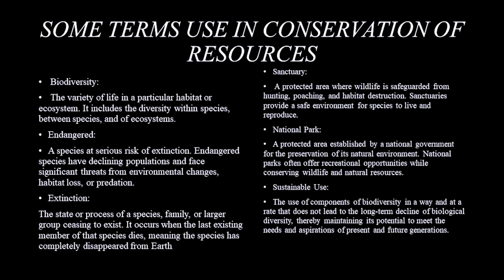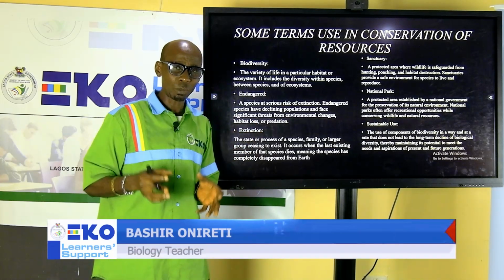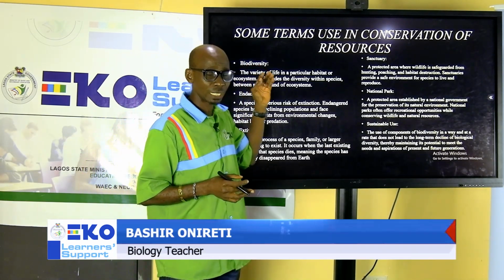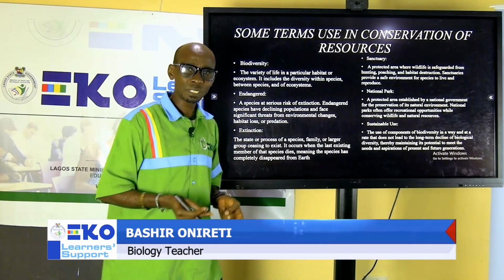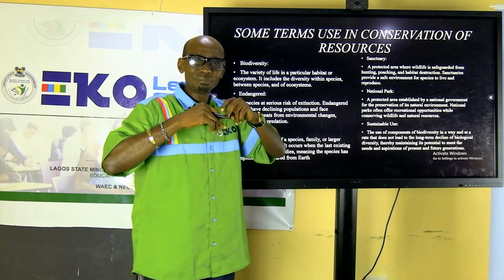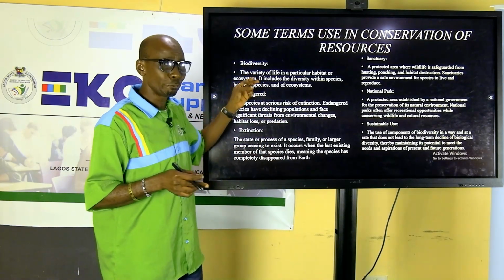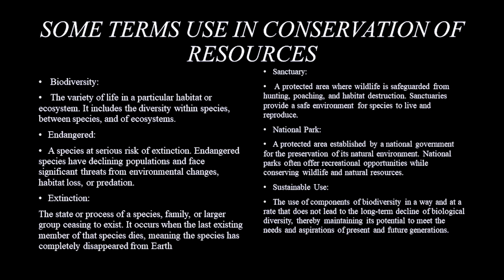Biodiversity is the variety of life in a particular habitat or ecosystem. This includes diversity between species and the ecosystem. The different life forms we find in our ecosystem is what is known as biodiversity. Different kinds of human beings, animals, trees, different species, everything forms biodiversity.